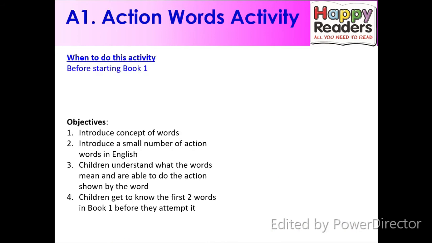So let's look at the action words activities. Well, when do we do it? We do this from the very beginning, long before starting book 1. We can do it from very, very early stages because we're trying to introduce the concept of words and to introduce a small number of action words in English. And the idea is that children should be able to understand what the words mean and are able to do the action shown by the word. And children then get to know the first 2 words in book 1 before they attempt it, as we saw in the previous slide.